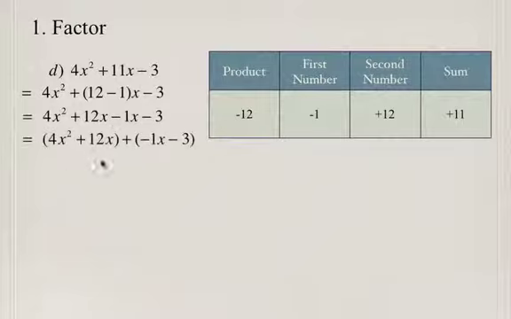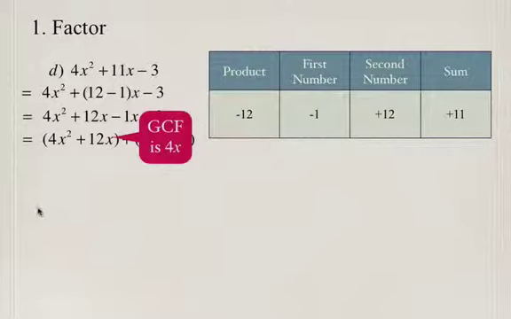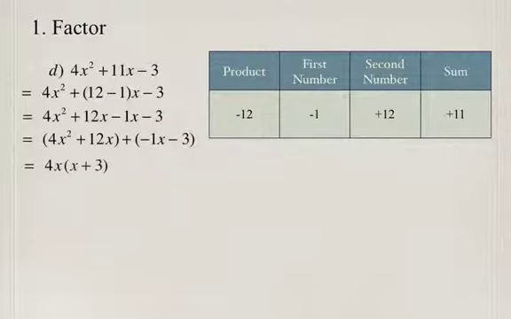So now we're going to find the greatest common factor for the first two terms and the greatest common factor for the last two terms. For the first one, our greatest common factor is 4x, and so when we factor out the 4x, we're left with x plus 3. And for the second one, our greatest common factor is negative 1, and so when we factor out the negative 1, in the bracket we have positive x plus 3.